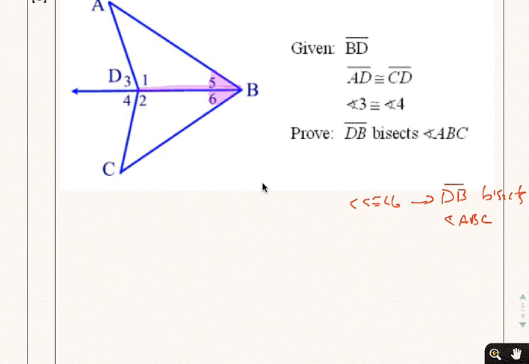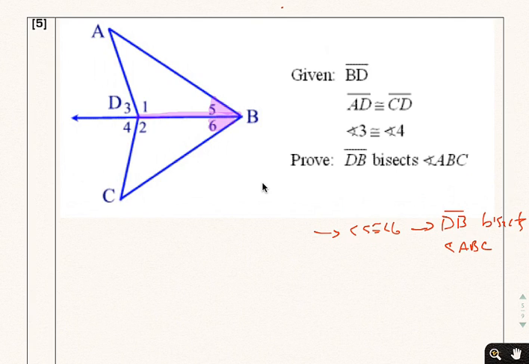Okay, so if I have to prove angle 5 and angle 6 are congruent, well, how in the world do I do that? Well, look what we've been given. We've been given a lot of information here. We know that BD is a ray. We know that AD is congruent to CD. And we know that angle 3 is congruent to angle 4. Wait a minute. If angle 3 is congruent to angle 4, I bet 1 and 2 are congruent. And I bet, if we think about it, that would have to be congruent as well.